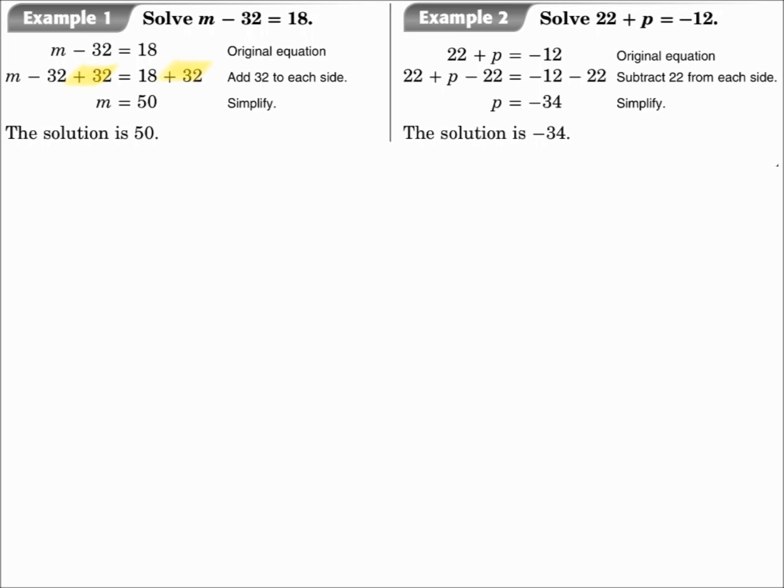Negative 32 plus 32 is 0. And m plus 0 is m. So the negative 32 and the positive 32 cancel each other out, leaving the variable by itself. M equals 50.